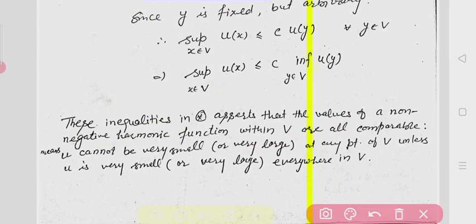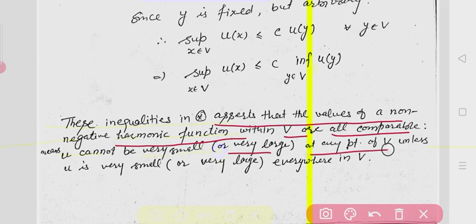Okay, so what does it mean? That means the inequality we have just proved, u x is less than equal to c into u y and greater than equal to 1/c into u y. So this inequality asserts that the values of a non-negative harmonic function within V are always all comparable, means u can't be very small or very large at any point of V unless u is very small or very large everywhere in V.